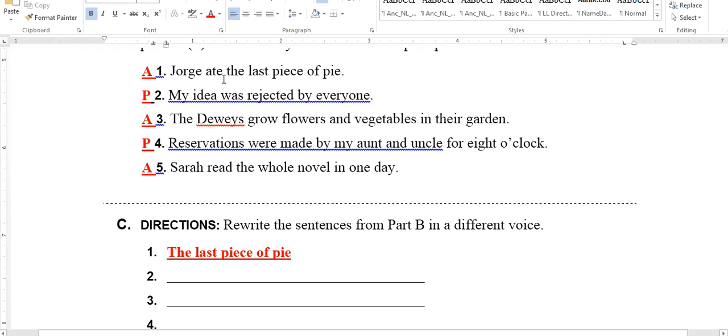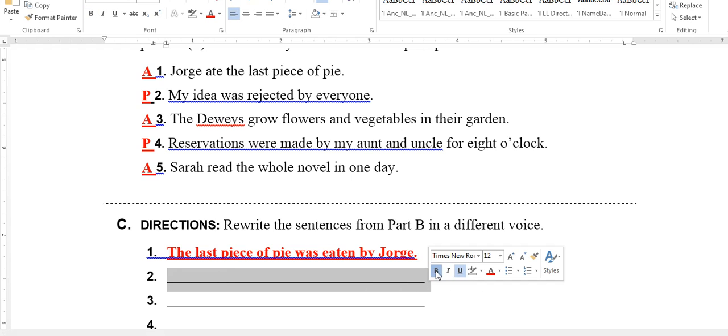Eat, ate, eaten. So the last piece of pie, is it singular or plural? Singular. So we will use was, not were. Was. And the past participle of eat: eat, ate, eaten. So it was eaten. It was eaten by whom? By George. George here is the object, but is the doer of the action.